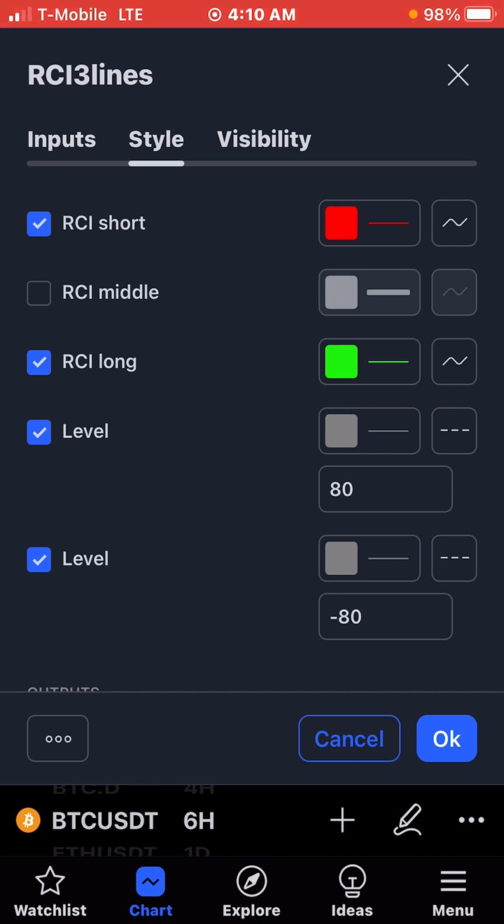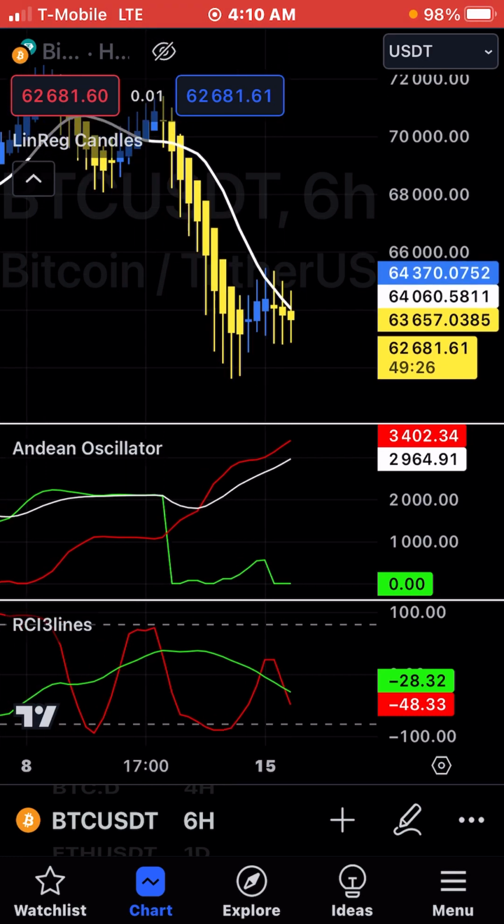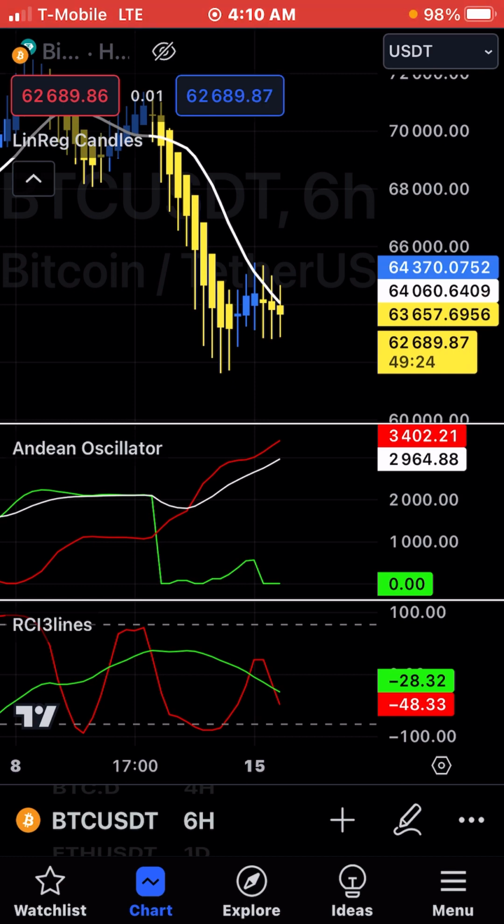The colors really don't matter, but I like keeping them bright. So that's how you set it up. So you've got linear line, Andean Oscillator, and RCI 3 lines. We removed the third line. So what you want to do in this strategy is look at the 6 hour.